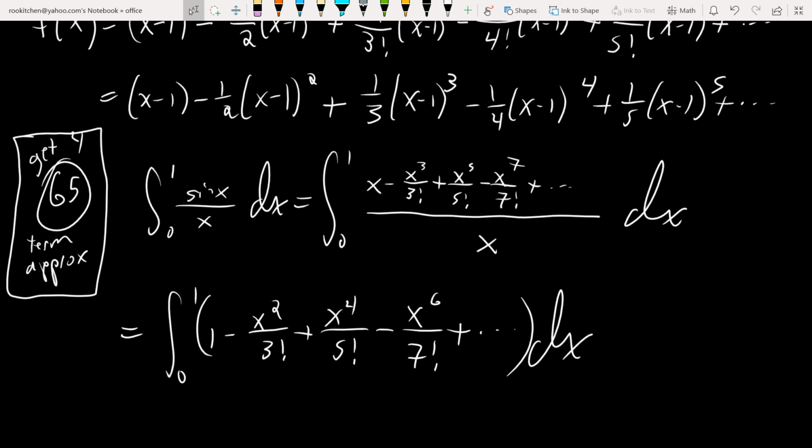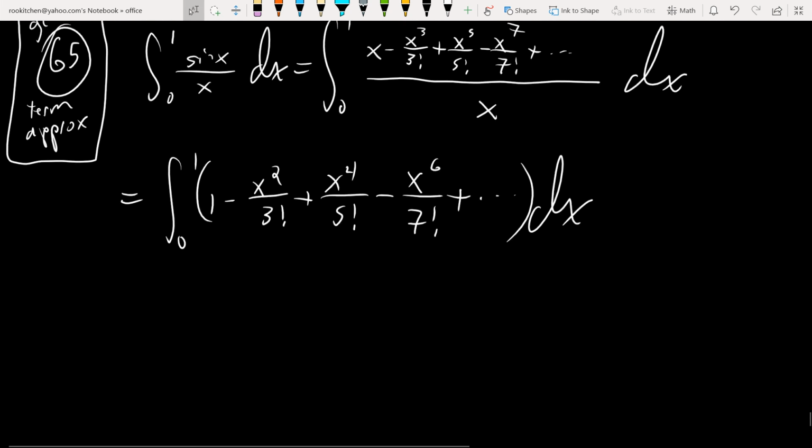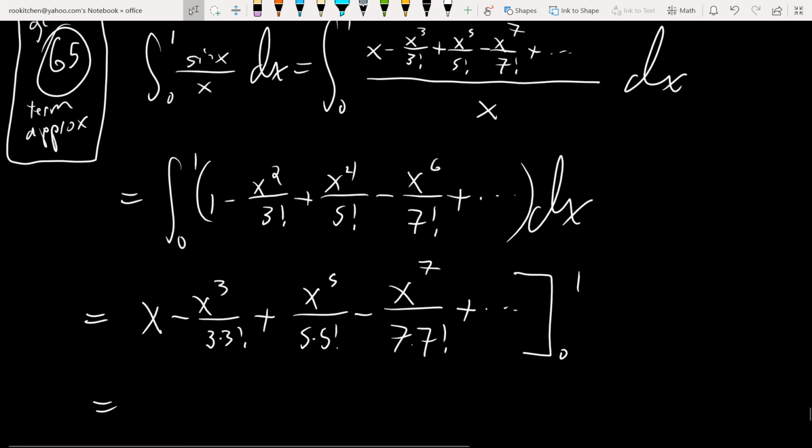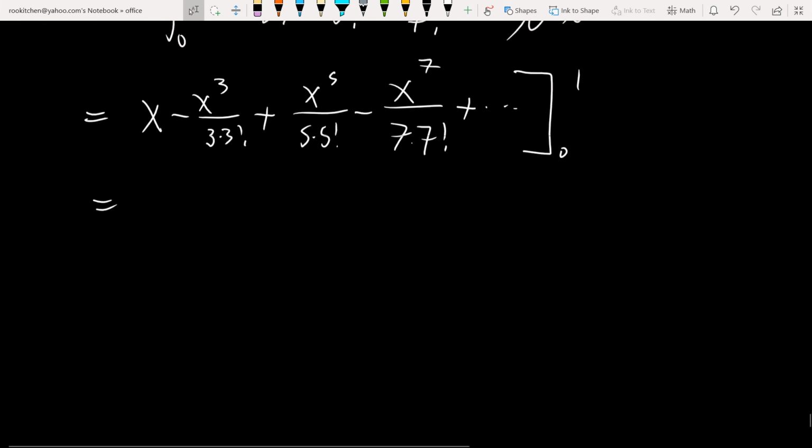dx. Then I need to integrate that. So I have x minus x cubed over 3 times 3 factorial plus x to the 5th over 5 times 5 factorial minus x to the 7th over 7 times 7 factorial plus dot, dot, dot. And I have to evaluate from 0 to 1. Okay. And when you plug in 0, everything will just be 0. So all you're really doing is plugging in 1, and we only want the first 4 terms.